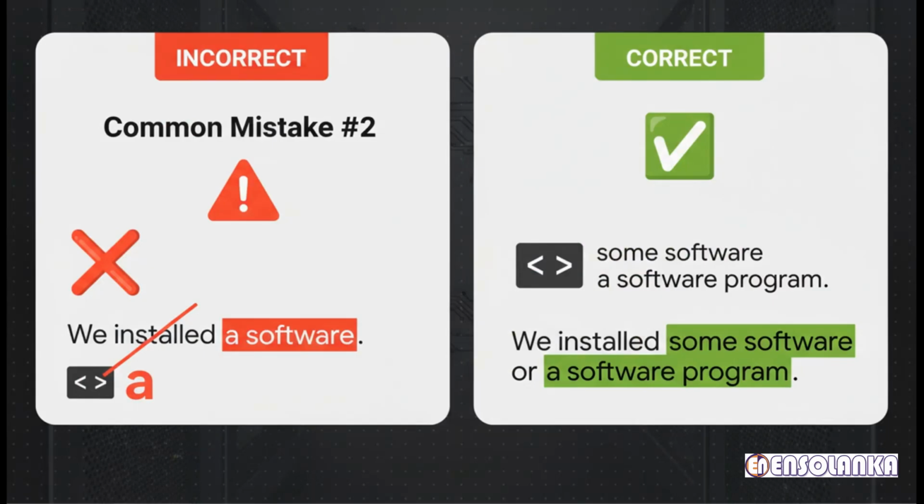And mistake number 2, using a or an with non-count nouns. You can't get an advice, you can get some advice. And you don't install a software, you install some software. Or if you need to count it, you could say a software program.